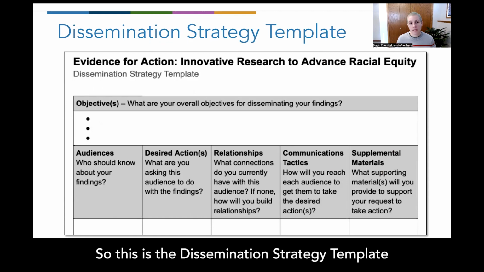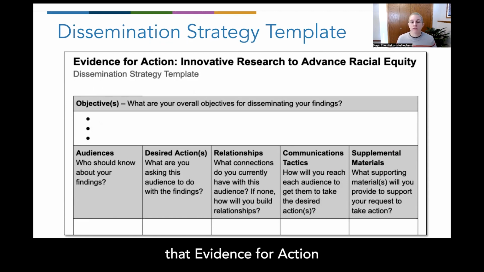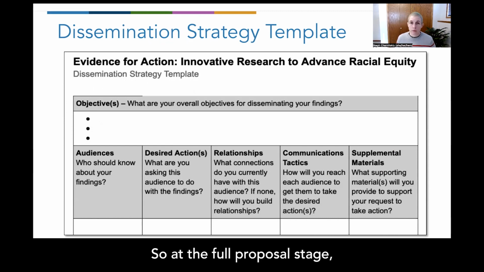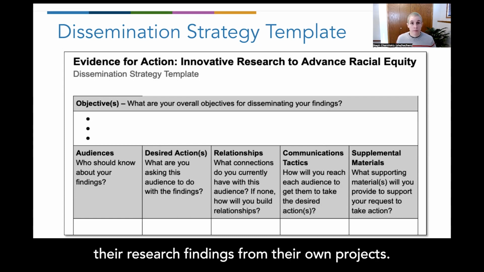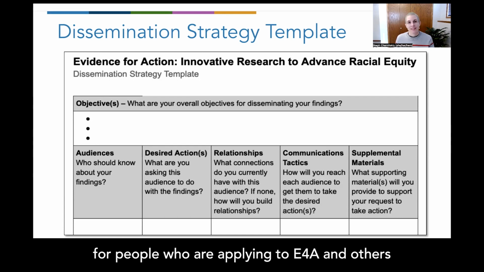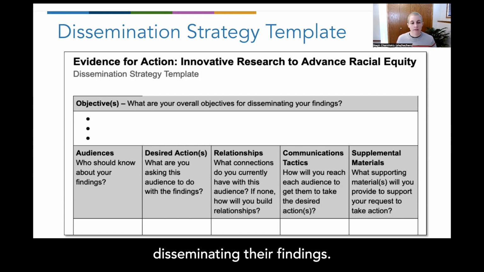So this is the dissemination strategy template that Evidence for Action developed for our full proposal applicants. So at the full proposal stage, we ask applicants to fill this out as it relates to the project that they're proposing to do with their E4A funding. We also think it would be very helpful for others who are not necessarily applying to E4A as they think about disseminating their research findings from their own projects. So this will be hopefully useful both for people who are applying to E4A and others who are interested in disseminating their findings.